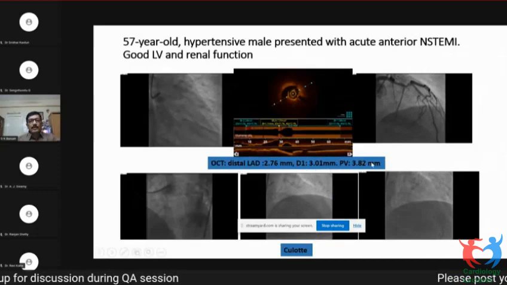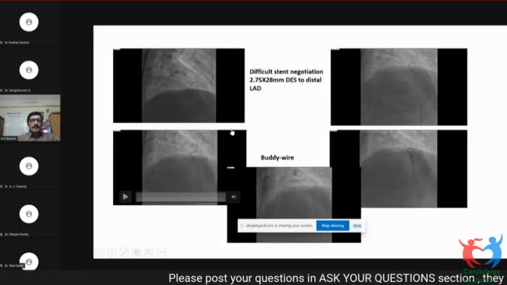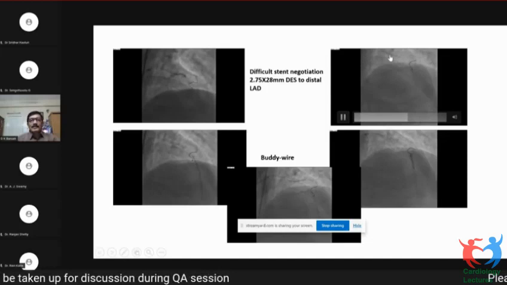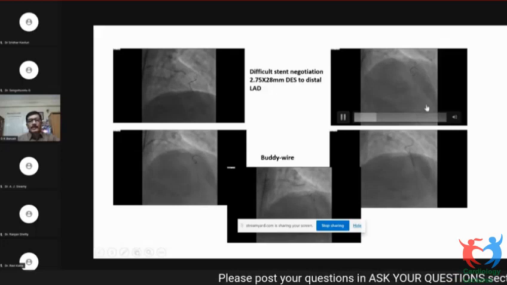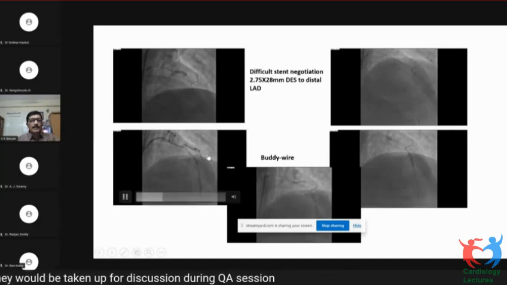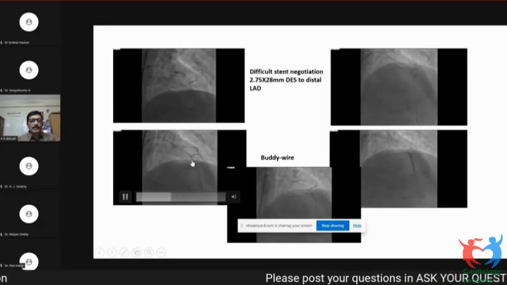And finally, we went to the diagonal, then the LAD was pre-dilated. You can see that here, because of the proximal bend, it was really difficult to pass the stent, as the stent was not able to negotiate through this proximal bend into the LAD. Initially we planned to put a distal stent here, distal to the bifurcation, in this LAD area, a 2.75 by 28 millimeter stent. It was initially difficult, but subsequently with a buddy wire, we could cross this and put a stent here in the distal part, which was deployed with high pressure.